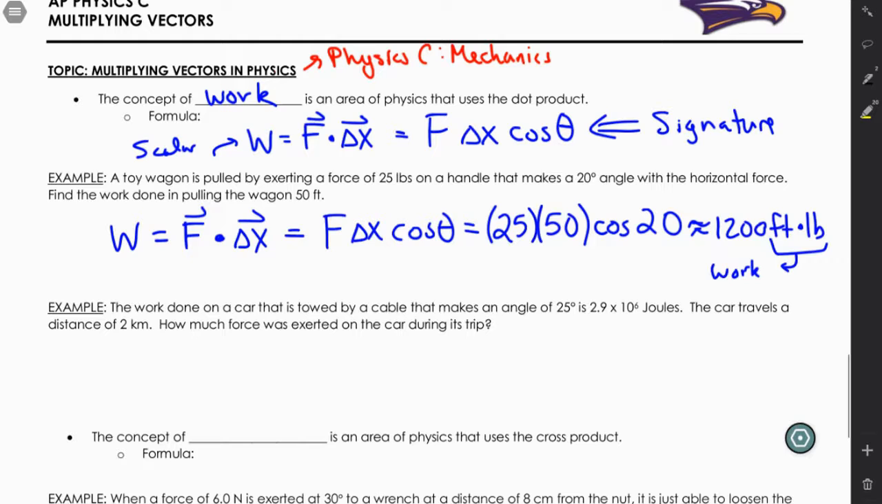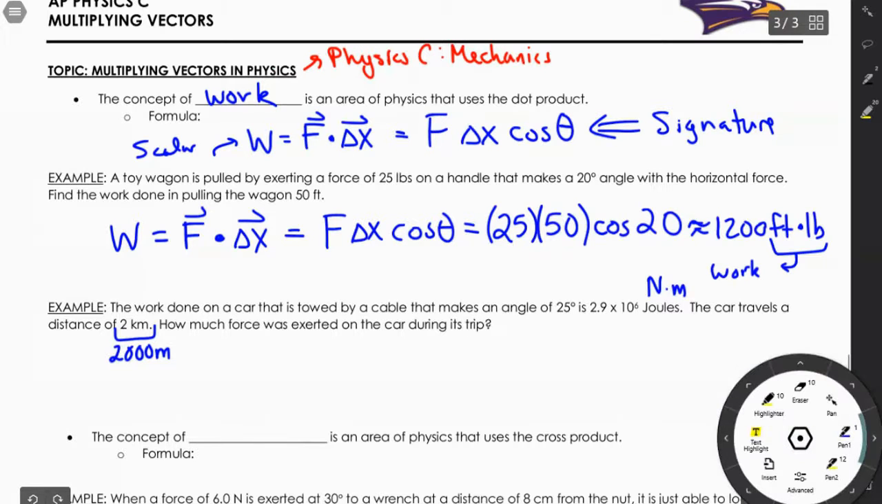Now, the next one involves what happens when you're looking for the force, okay? So the work done on a car that is towed by a cable that makes an angle of 25 degrees is 2.9 times 10 to the 6 joules. The car travels a distance of 2 kilometers. How much force was exerted on the car during this trip? Make sure you convert this to meters, right? Because remember, a joule is a newton times meter, okay? And so we want to eliminate the meters, all right?